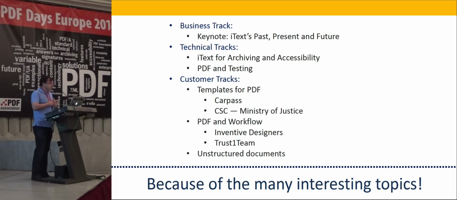The second part of the customer tracks is PDF and workflow. Well, I always say it's BPM, Business Process Management. Inventive Designers talks about CCM, Customer Communication Management. They have a 360 degrees view of their product, and they show from every angle how they use PDF in their product. Trust One team is more about signature workflow. So if you have a document that needs to be signed by different people, Trust One team will explain how they work with iText to achieve that.